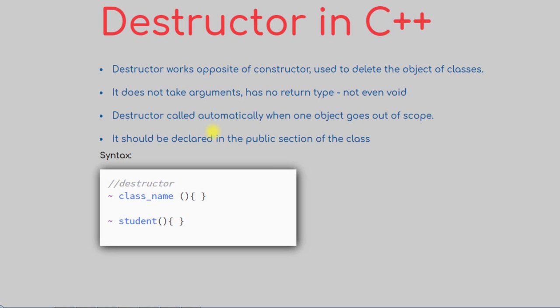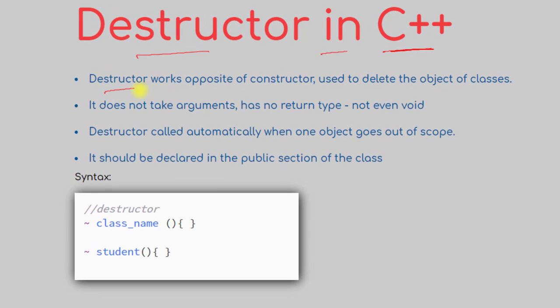Hey, what's up guys, in this video we're going to talk about Destructor in C++ programming. Destructor works opposite of the constructor and it is used to delete or free up the resources held by one object of the class. And the syntax of Destructor is, first you have the tilde sign, then the class name, and then we have one pair of parentheses.